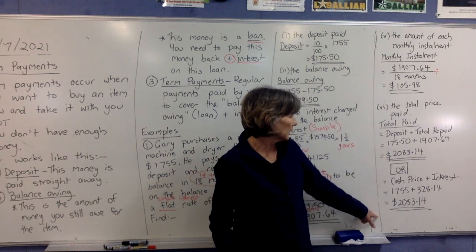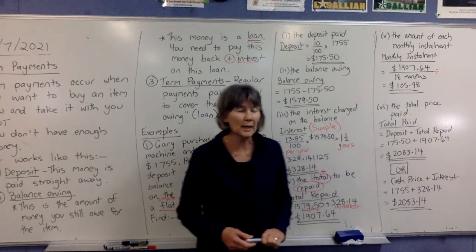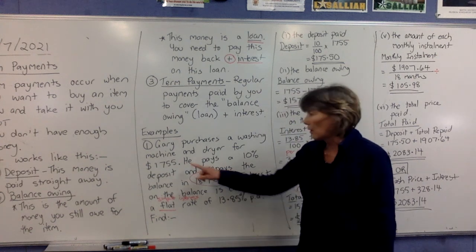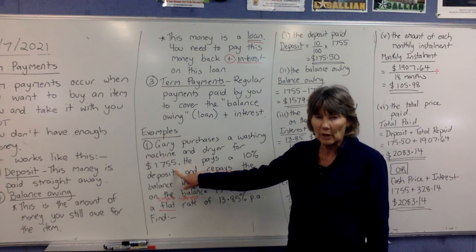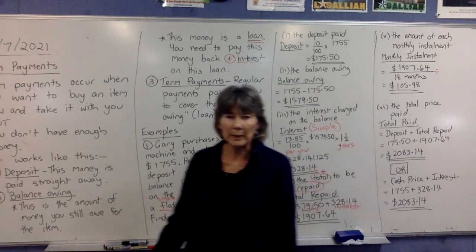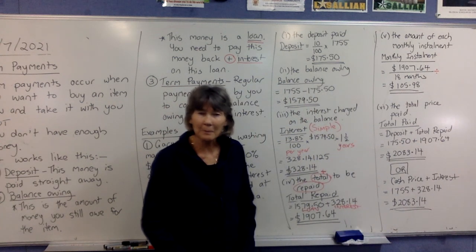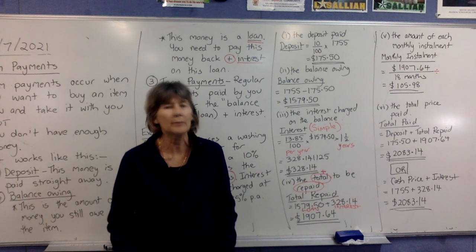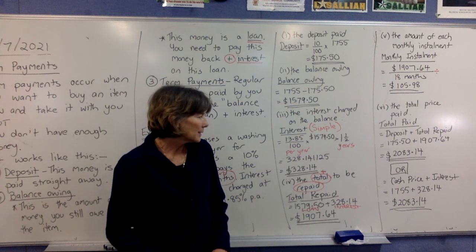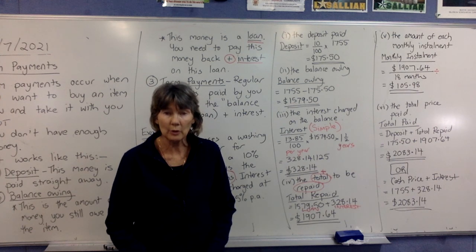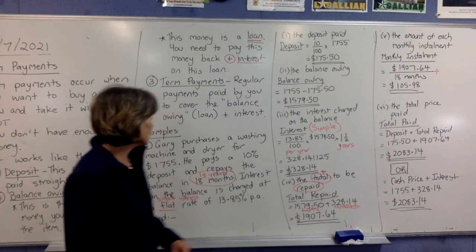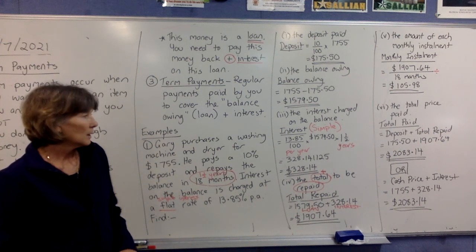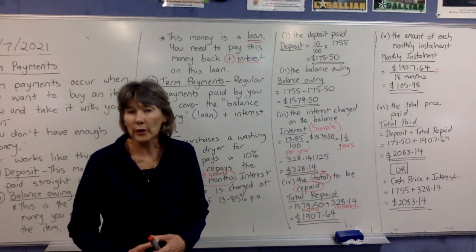So whichever way you do it, you have paid $2,083.14 for the washing machine and dryer instead of $1,755. It's not a great way of doing it. You are paying more money for it, and you're paying more money for something that is actually going to depreciate. These things will wear out and they will depreciate. So it's a better idea to actually save your money and make sure you've got the money and pay the cash price for it, $1,755 outright.